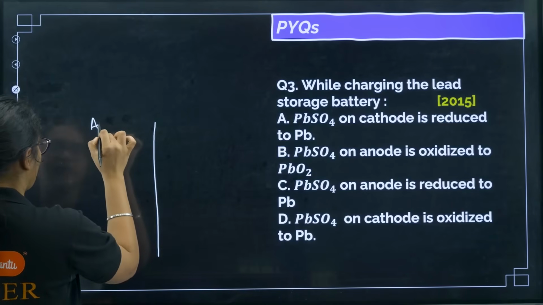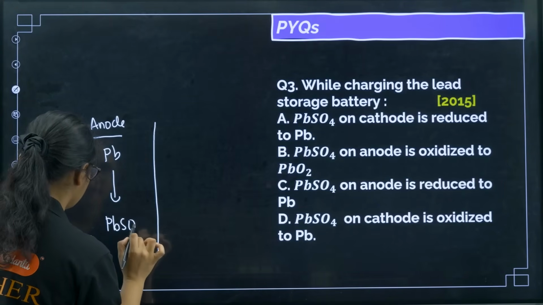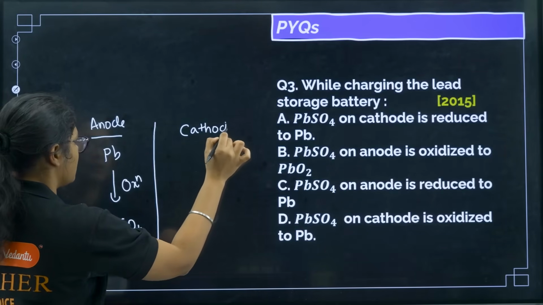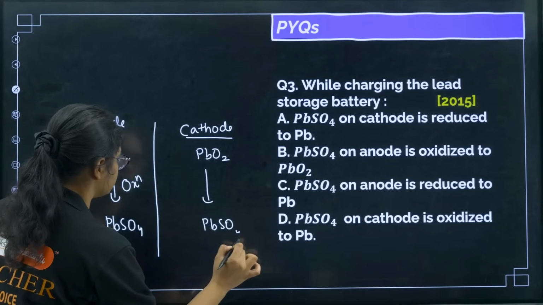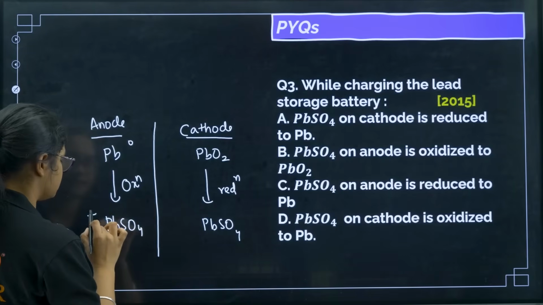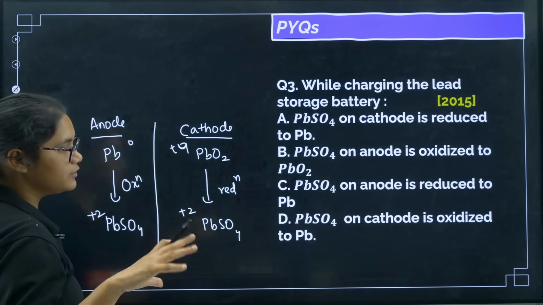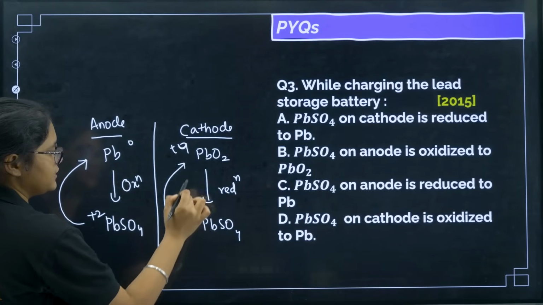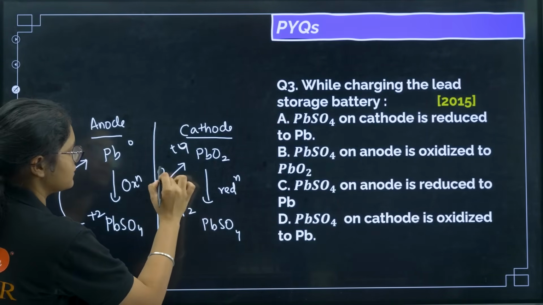Now you see, at the anode Pb gets converted to PbSO4, this is your oxidation reaction. And at the cathode PbO2 gets converted to PbSO4, reduction. You can see here it is 0 and this is plus 2, this is plus 4 and this is plus 2. Once you recharge the battery, the reaction is reversed, meaning this reaction takes place here and this reaction takes place here. So at the anode now there is reduction, and at the cathode there is oxidation.